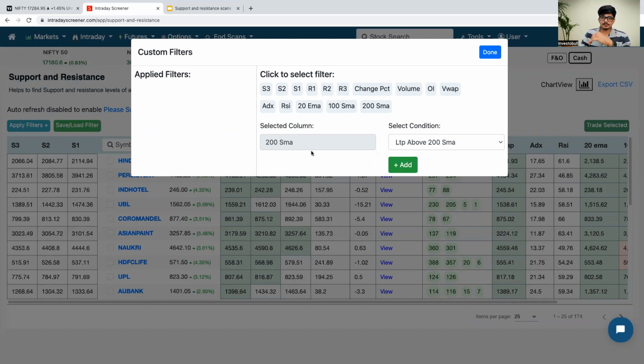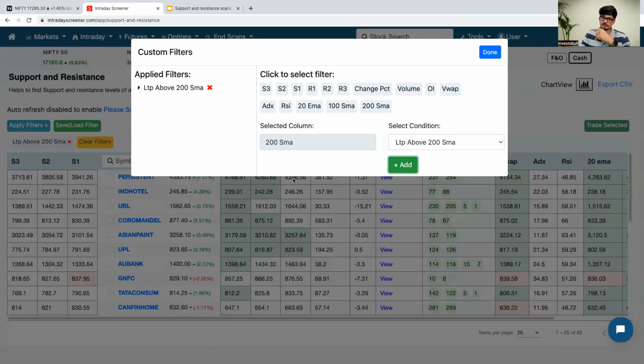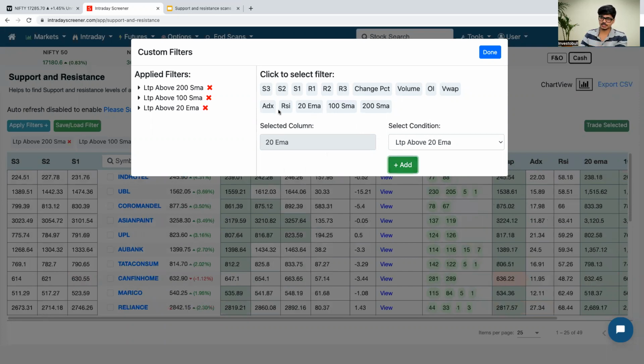The first thing is the LTP, that means the current traded price of a stock, should be above the 200 days moving average. That is the first condition. The second condition is that it has to be above the 100 days moving average. The third condition is that we would prefer to enter and go long in stocks where the current traded price is above the 20 moving average. So we'll take that condition as well.